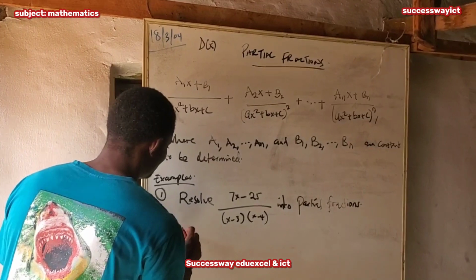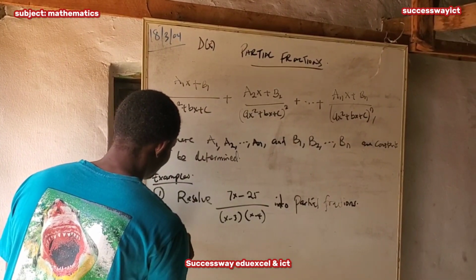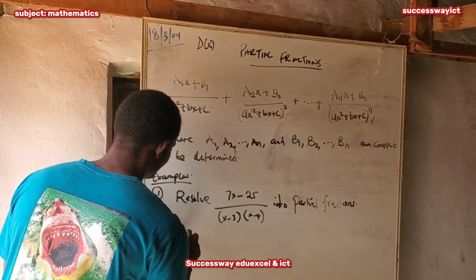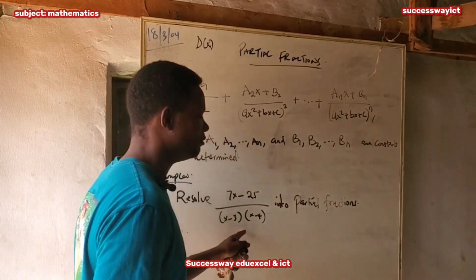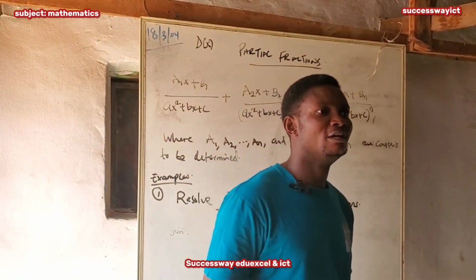Now, for what we are having here, what is the form of the denominator? It's a linear denominator, sir.